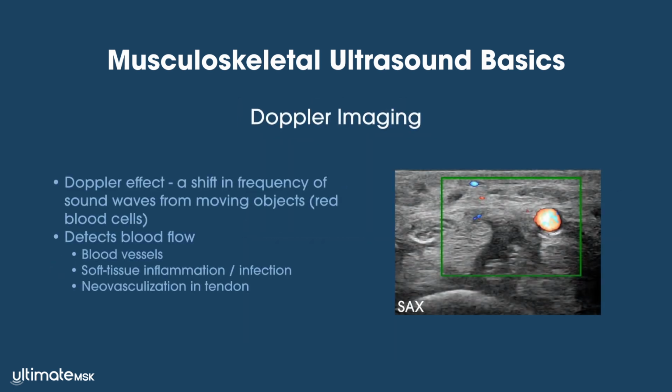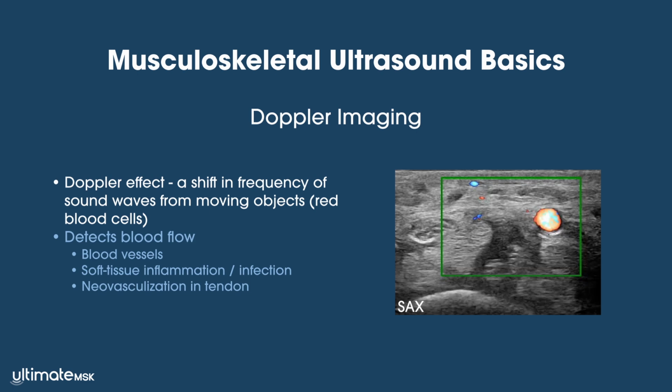Doppler imaging is an important component of musculoskeletal ultrasound. It works by detecting the movement of red blood cells within blood vessels, which causes a shift in the frequency of the ultrasound waves, a phenomenon known as the Doppler effect.